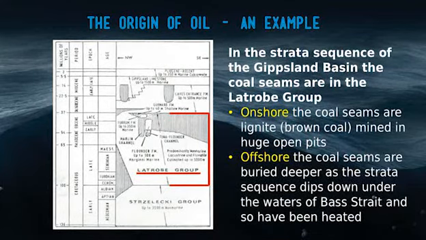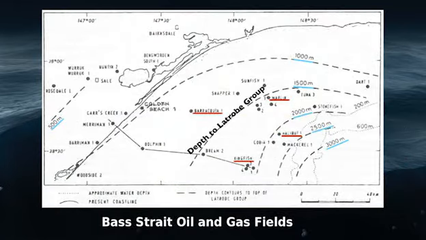And we did. We went offshore and drilled in the 1960s and discovered all this oil and natural gas. And it was based on this simple knowledge that oil comes from coal. And so here's the rock unit, the Latrobe Group. Onshore, the coal seams are lignite or thick brown coals that are mined in huge open pits. And the coal seams are buried deeper as the rock layers dip down under Bass Strait, where they've been heated. And as a consequence, we've got all these offshore natural gas and oil traps, oil fields.